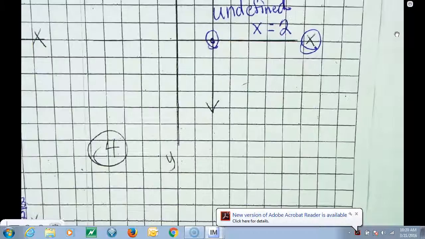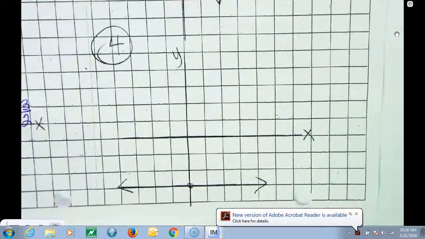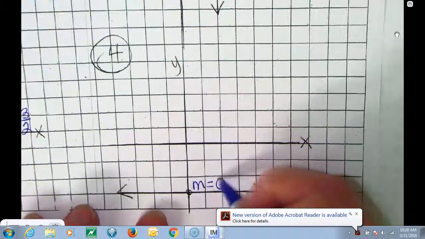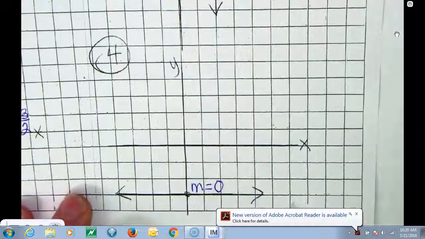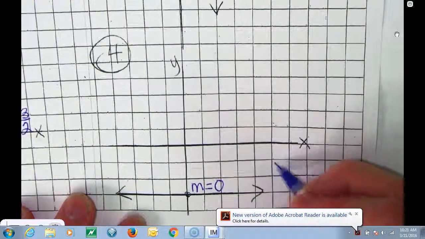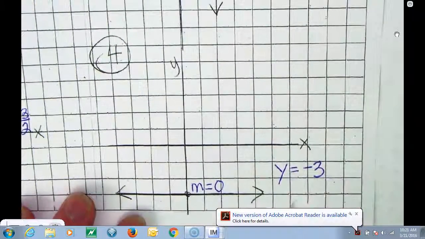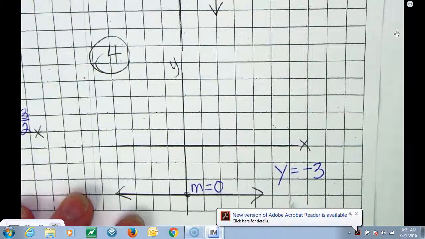Okay? Look at number 4. Okay, wait a minute. Whoa, whoa, whoa. What's the slope? No, what's the slope? 0. Awesome. The slope is 0. So what's your equation? Y equals. Good. Are there any questions on that? Put both of those in practice. And then your next clean page in your spiral.